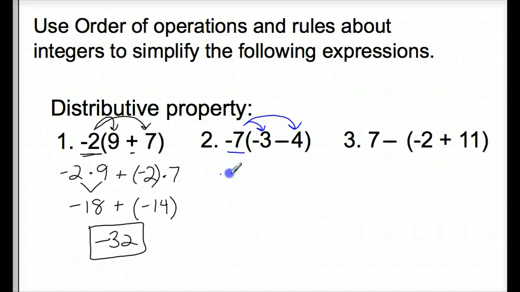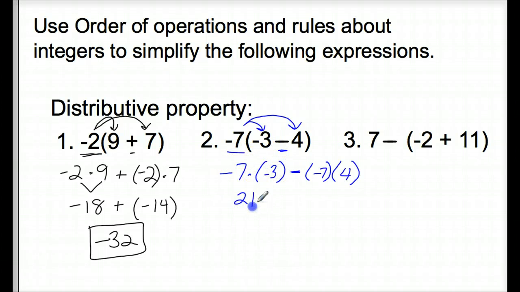So when we do that, we get -7 times -3 minus, because now it's a minus sign, -7 times 4. So our answer is going to change a little bit. Just because there's this minus sign here, you still have to write -7. So this is going to give us, remember, a -7 times a -3 is going to give us a +21, minus, what's -7 times 4? It's going to give us a -28.